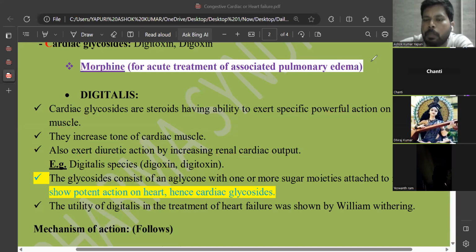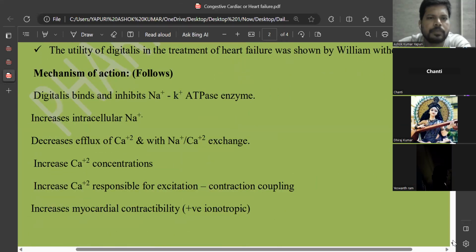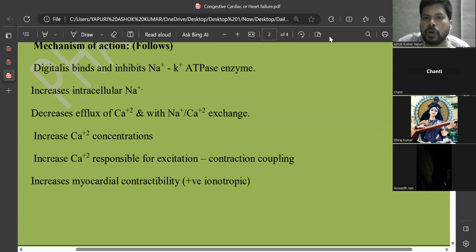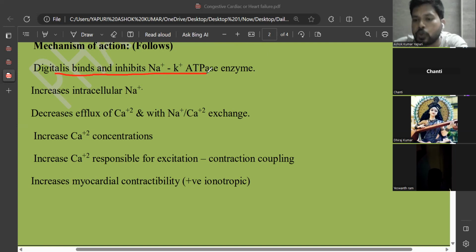So, continuing with the mechanism of action of these drugs, the cardiac glycosides. Actually it should be a flowchart, but I have just listed it as points, so don't get confused, I will explain it clearly. First, digitalis binds to and inhibits the sodium potassium ATPase enzyme, and it increases intracellular sodium levels.